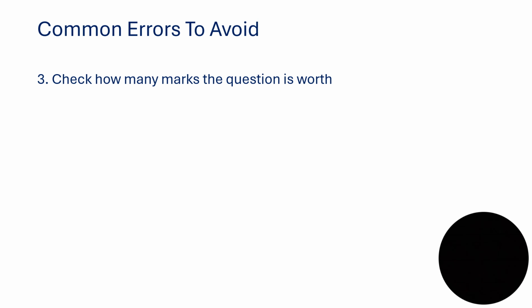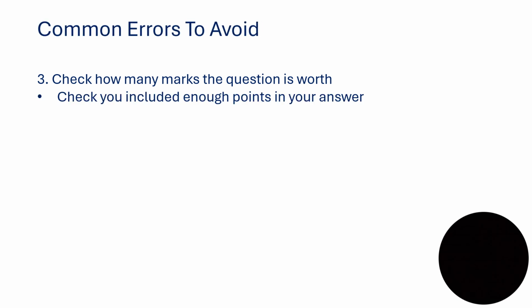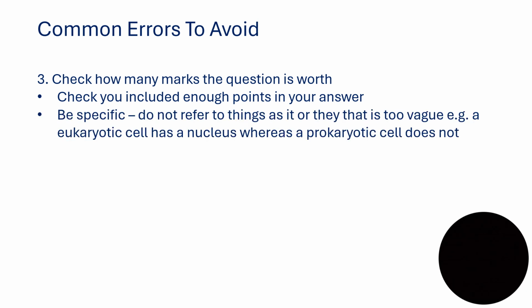And finally, some other common errors to avoid and things to check before you finish the exam paper. So when you're approaching the questions, check how many marks the question is worth. If it's for 3 marks, make sure you've included 3 specific points. So for example, if it was to describe a graph, what happens at the beginning of the graph, what happens in the middle of the graph, and what happens at the end of the graph.